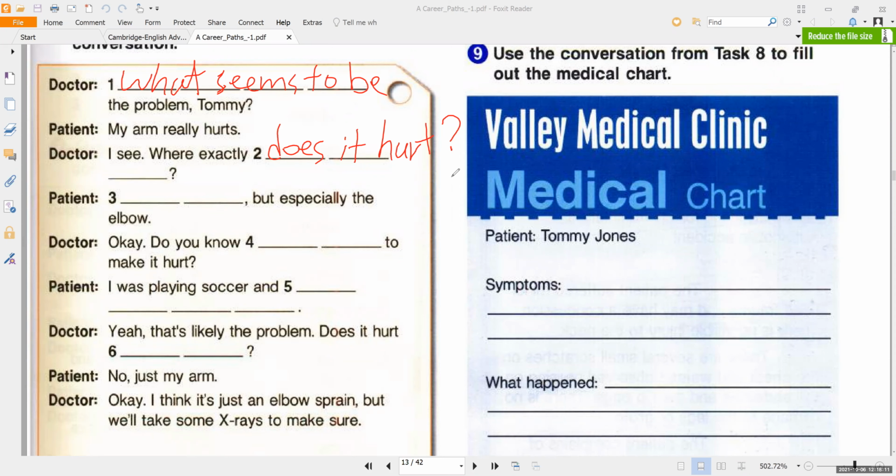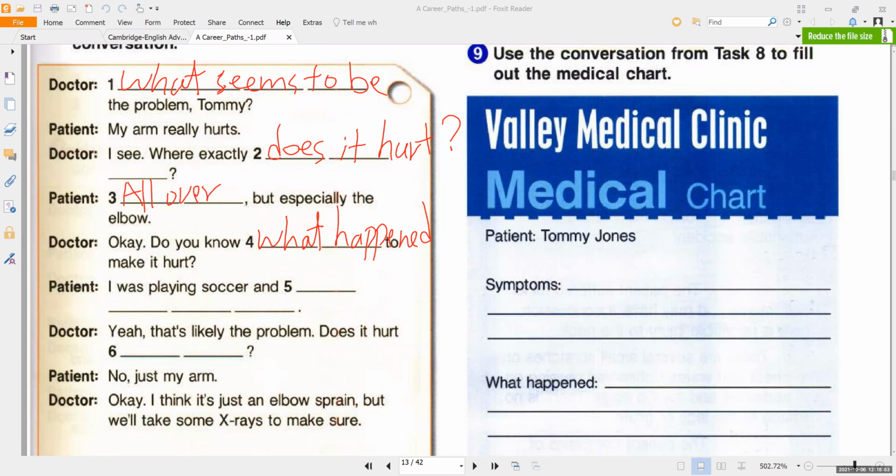Okay, number 3. All over, but especially the elbow. All over, but especially the elbow. Okay. Do you know what happened to make it hurt? Okay, do you know what happened? Do you know what happened to make it hurt?